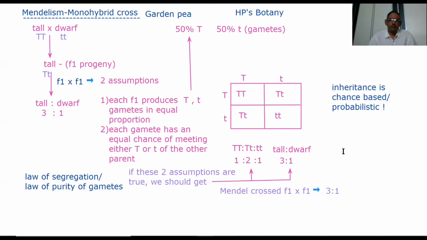Monohybrid cross is the simplest experiment conducted by Gregor John Mendel in the middle of 19th century. Based on the results of this cross, Mendel proposed the law of segregation, also known as law of purity of gametes. This is all well known and well explained to the students of +2 all over India.